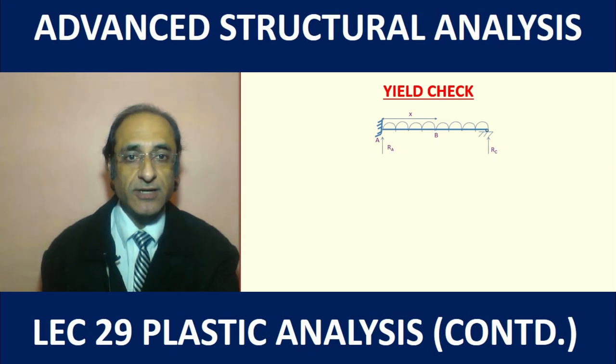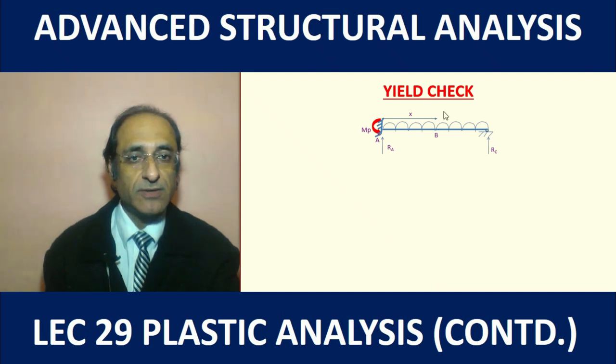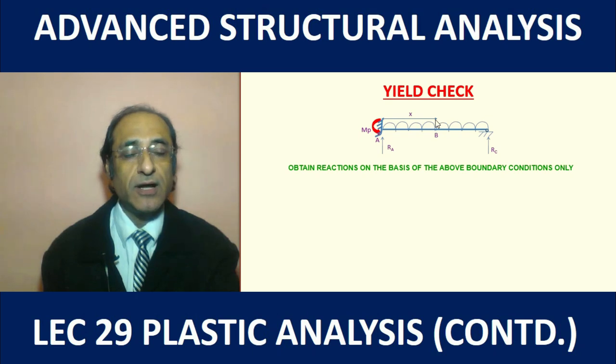Next is the yield condition. So for the yield condition, we know that the indeterminacy of the structure is 1. So we assume that at A we have the moment MP and we keep the moment at B as unknown, and try to use the equilibrium of the parts to obtain the moment at B. So this has to be always less than or equal to MP.